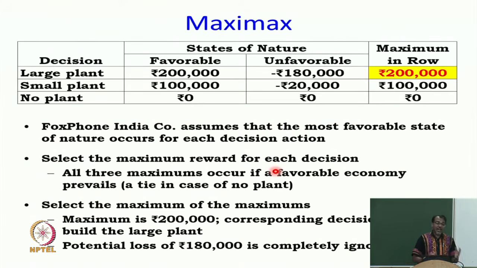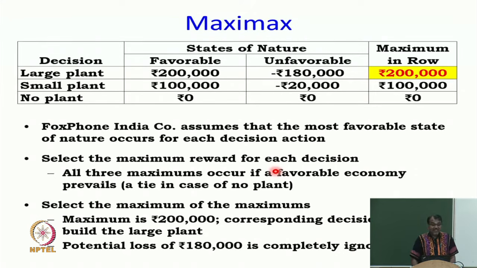It would say, for large plant, what is the best I can get? What is the max of that row? Well, the max happens when market is favorable, okay, I will make 200k. For a small plant, where does the max happen? The max happens when the market is favorable, okay, I get 100k. For no plant, where does the max happen? Actually, it does not matter, however the market is, I will get 0.